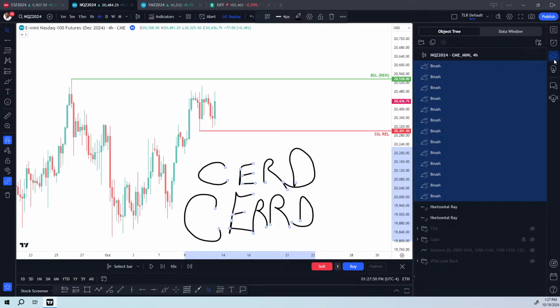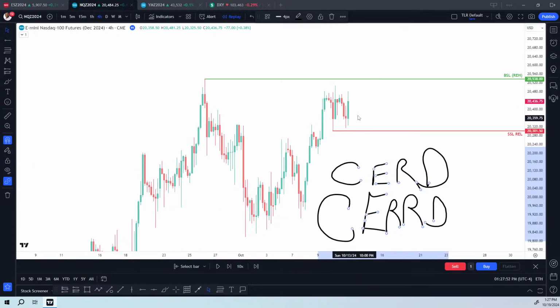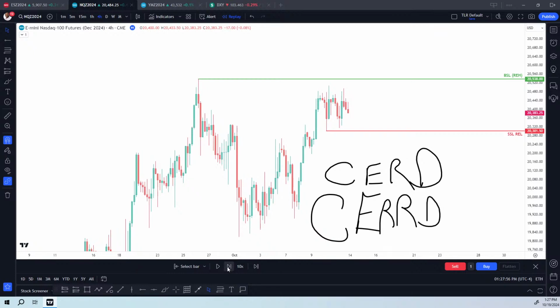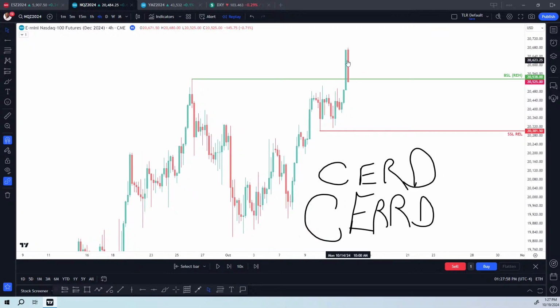If you want to see the curd, if the market breaks out like that, you don't chase it. And why do you not chase it? You don't chase it because you're anticipating this right here.